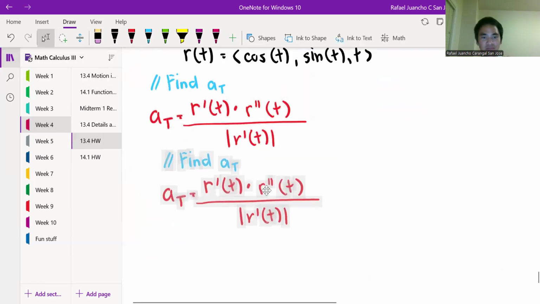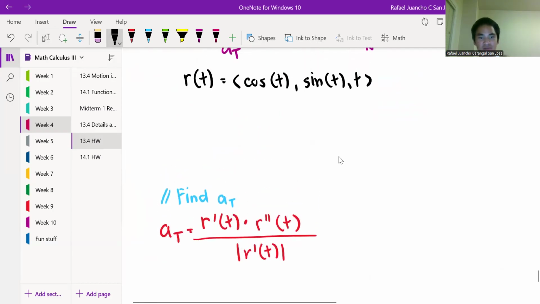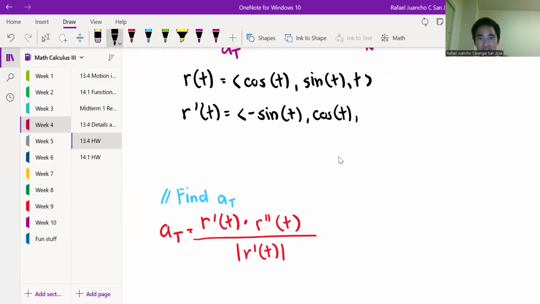Okay. So before I actually do that, let me compute these values. So I'm going to compute its derivative. This is just negative sine t. This is cosine t. This is 1. Then I compute its second derivative. So this is negative cosine t. This is negative sine t. This is a 0.